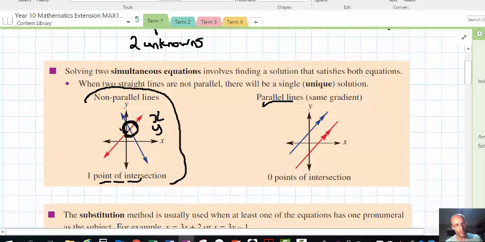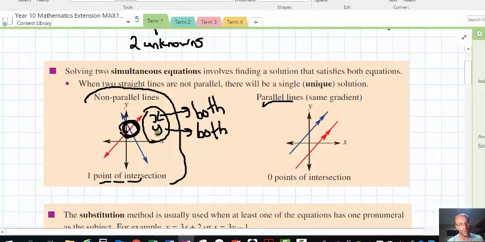So the simultaneous solution is the intersection point. It's the value for x that works for both equations, and it's the value of y that works for both equations. But when you've got a fixed x and a fixed y, you're talking about just one point only. There it is.